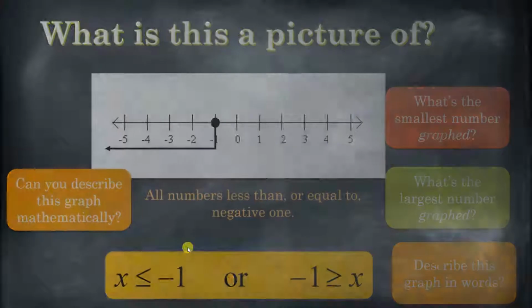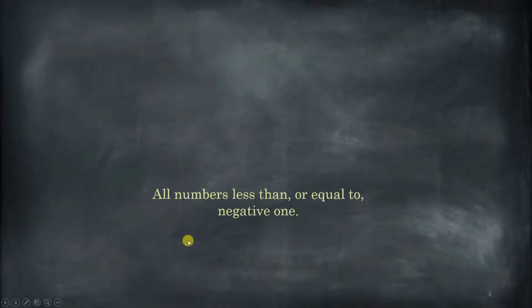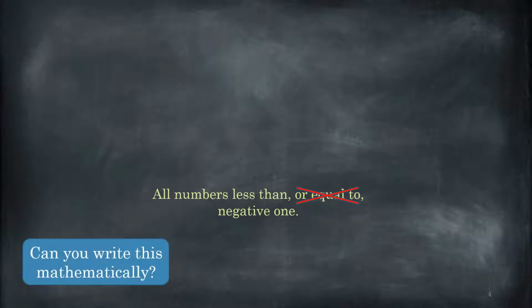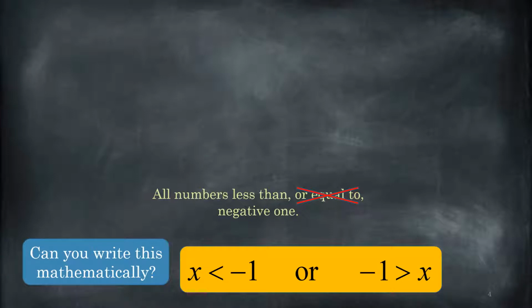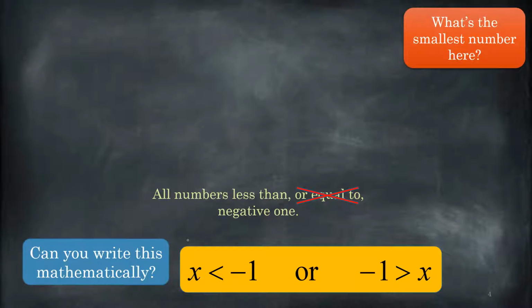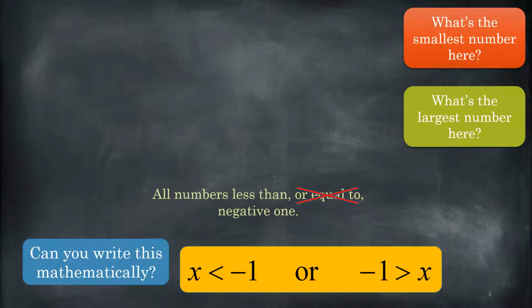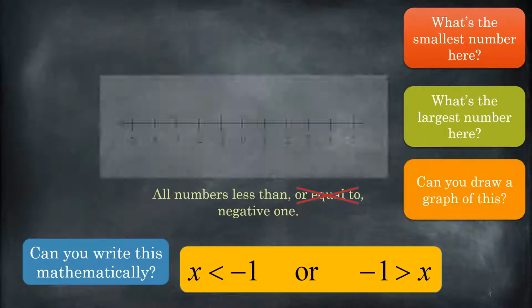Okay. Now, all numbers less than or equal to -1. So what if we got rid of that? What if we said all numbers less than -1? Could you write that mathematically? Well, there's two answers to that. x is less than -1, or -1 is greater than x. The smallest answer here, well, there still isn't one, because numbers go to the left forever. And the biggest number, well, there isn't one of those either. And the reason why? Well, because the -1 is not included.